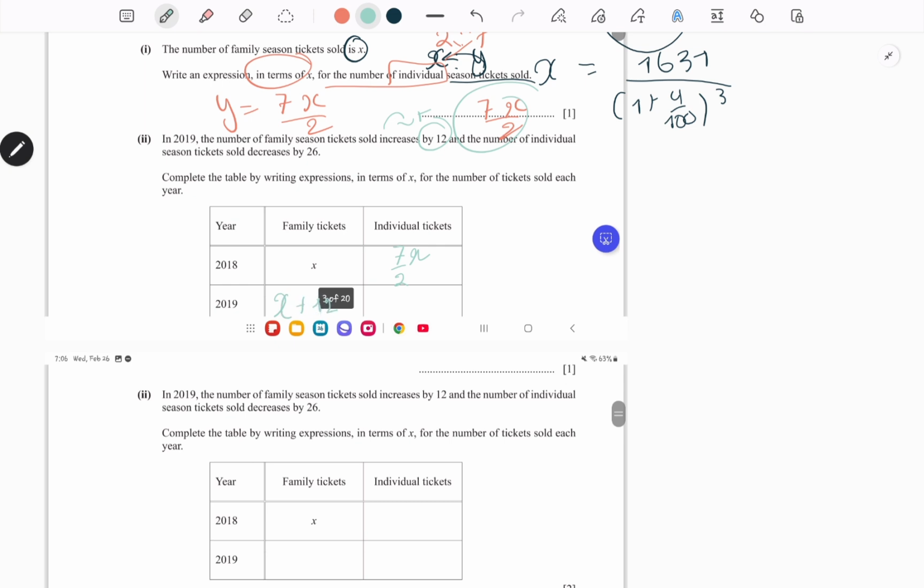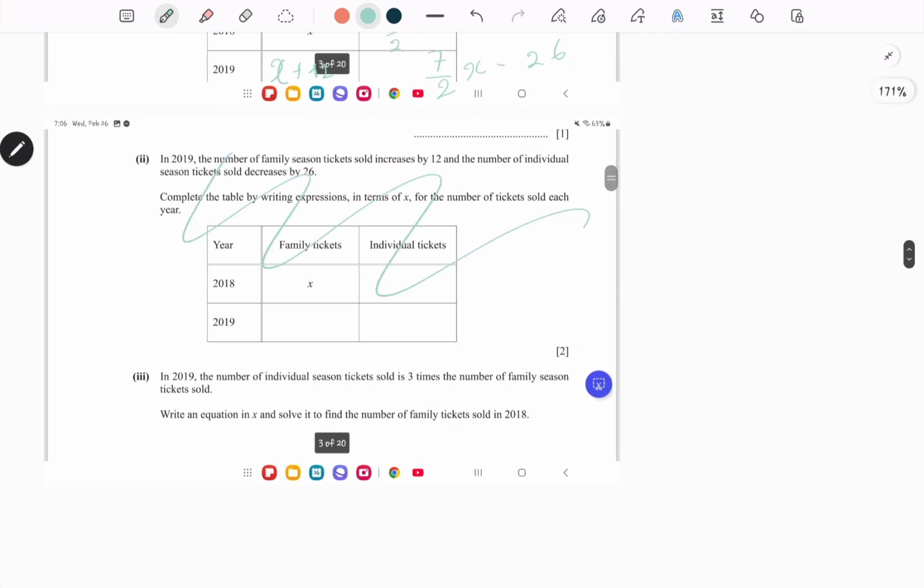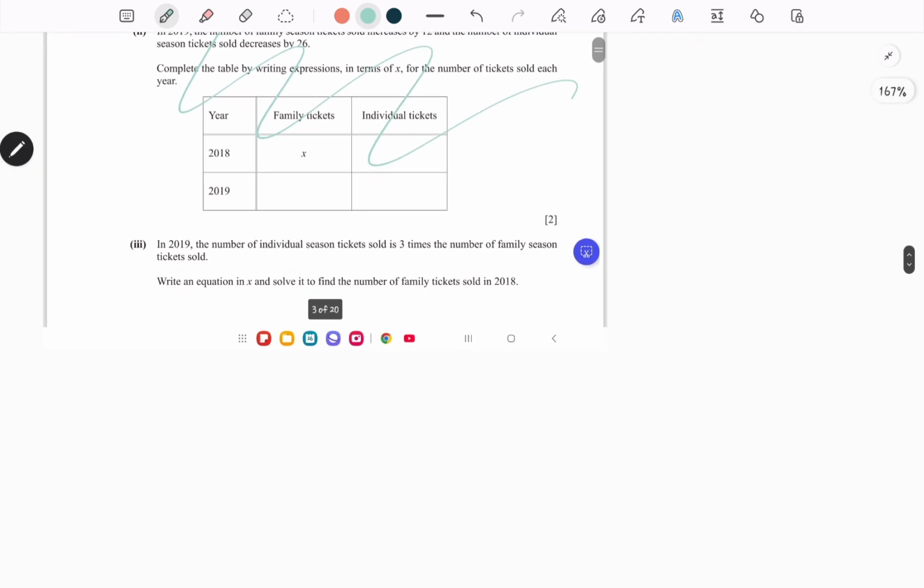Okay. And then the seasonal tickets for individuals decreases by 26. So it's 7 over 2x minus 26. This is pretty much it. This we already did. Now we move on to part 3.